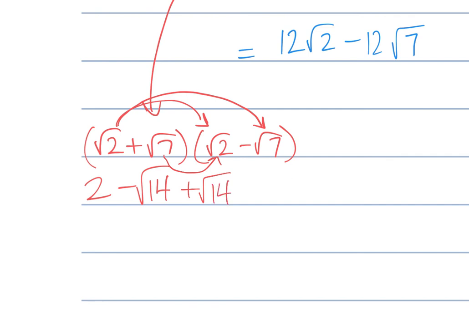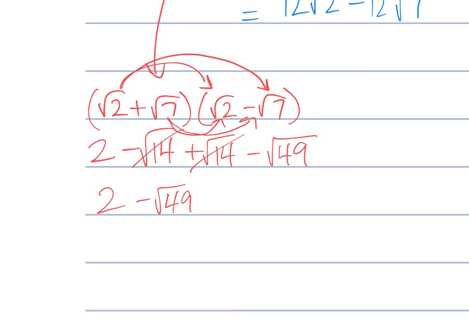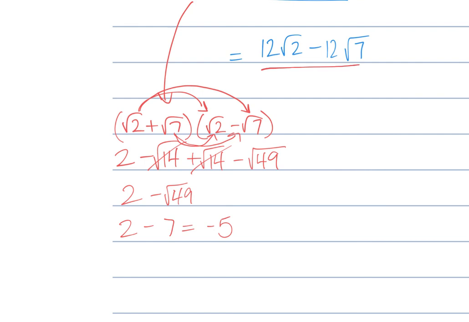And then you times the square root of 7 times the square root of 7, which is going to give you negative the square root of 49. Very good. The 14s are going to cancel out because one's positive, one's negative. So we have 2 minus the square root of 49. 2 minus 7, which gives me negative 5. So your denominator here is negative 5.